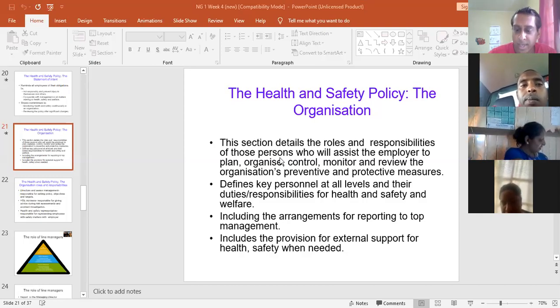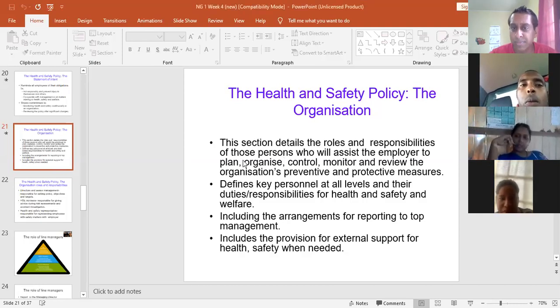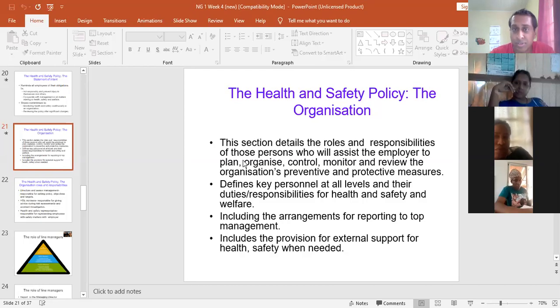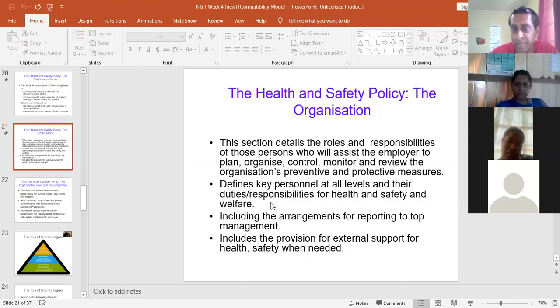Right? So when you look through the slides, if we can just read the top line here for you, this section details the roles and responsibilities of those persons who would assist the employer to organize, control, monitor, and review the organization's preventative and protective measures. What the organization section has in it, it basically has the people. It defines the key personnel at all levels and their duties and responsibilities for health, safety and welfare, or for bringing those aims and objectives to life, right?